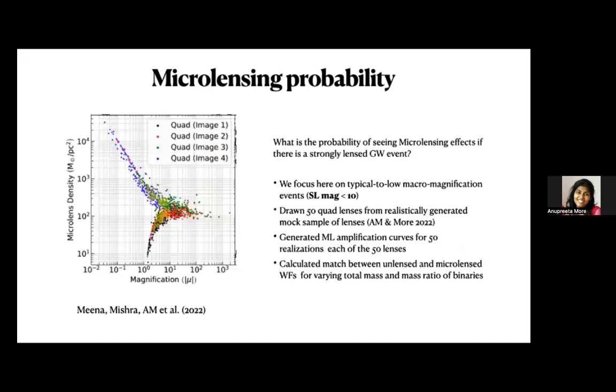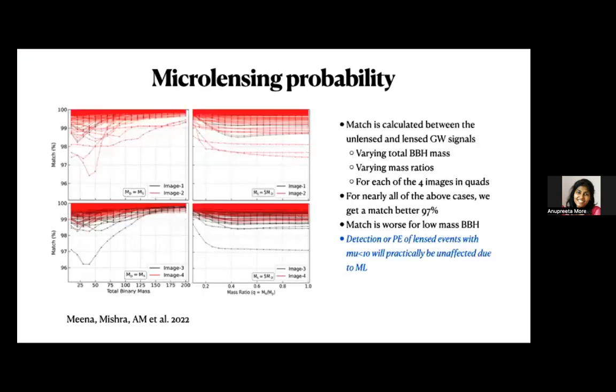for all these olive green points, which have macro magnification less than 10, there is a very good match between an unlensed event and a microlensed event, which means that the standard methods based on matched filtering and so on will not detect this microlensing. They will just see them as unlensed events. So is it a good thing or a bad thing? In this particular study, we said that the detection, or even the parameter estimation, of these events, the detection for sure will not be affected because the effects are so weak for mu less than 10.